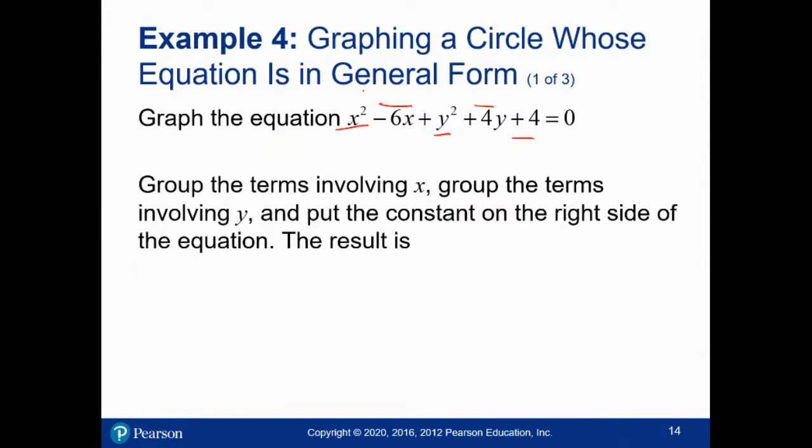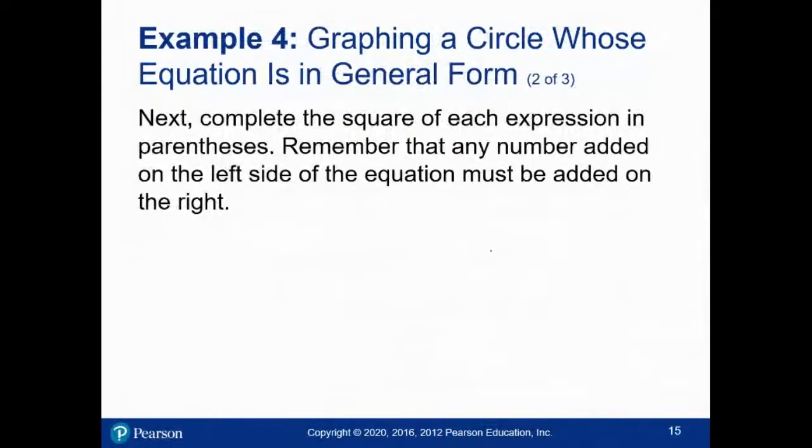Group the terms that have x's and group the terms that have y's and put everything else on the other side. So I've grouped the terms that have x's, I've grouped the terms that have y's, and I move that 4 over. Now what we have to do is something called completing the square. This is a technique you should be familiar with.